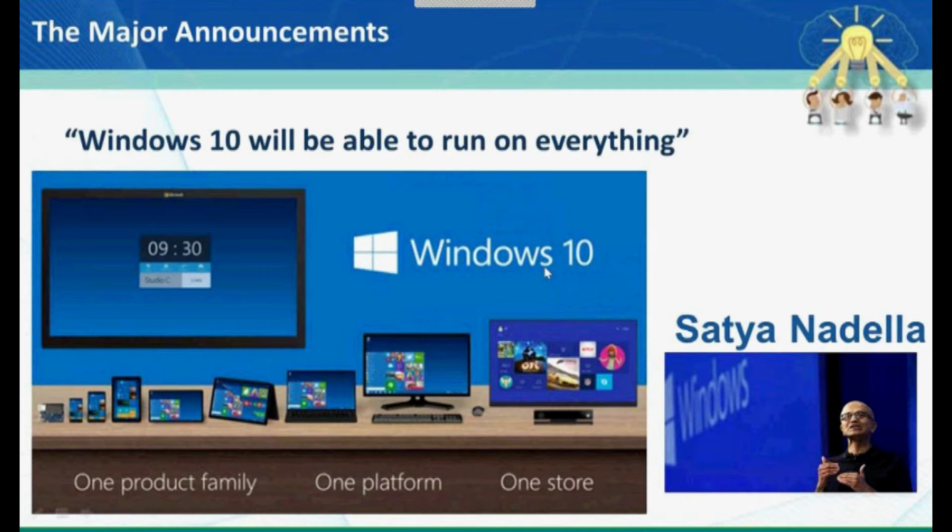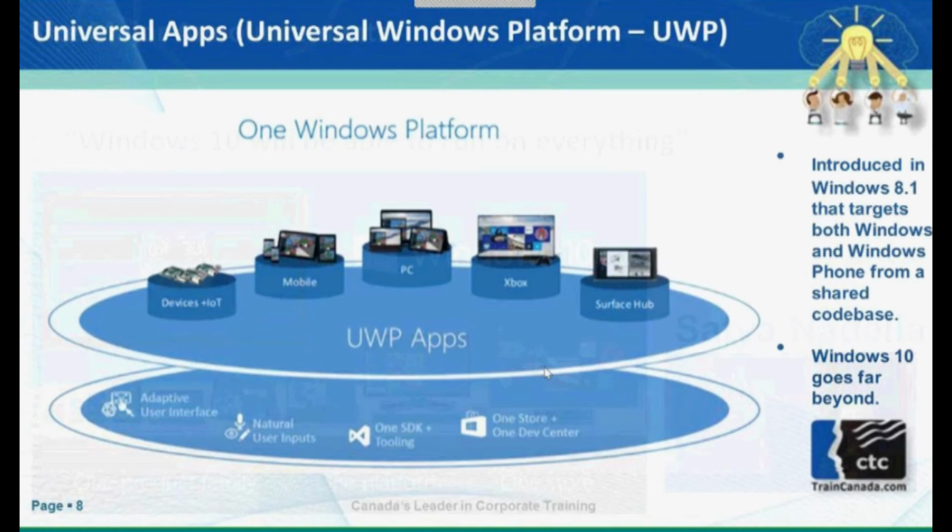And to top that off, they use something called Universal Apps to make that happen, the Universal Windows Platform. They started this in 8.1. It targeted both Windows and Windows Phone from the same shared code base. Developers love it. You build it once, and it works on all those devices. And that's what you're seeing here. No matter what the input, it will adjust. Natural user inputs, adaptive user interface, one store, one development code base for all of that, from PCs to all the other devices that we use.